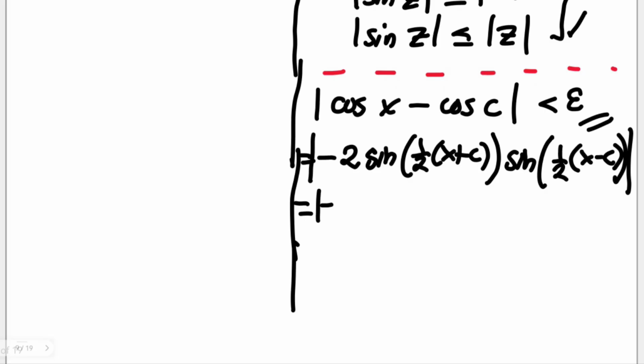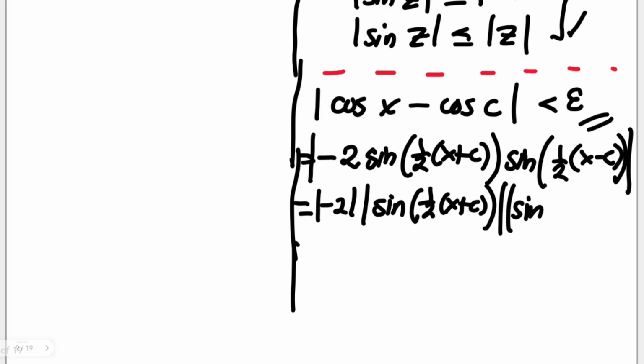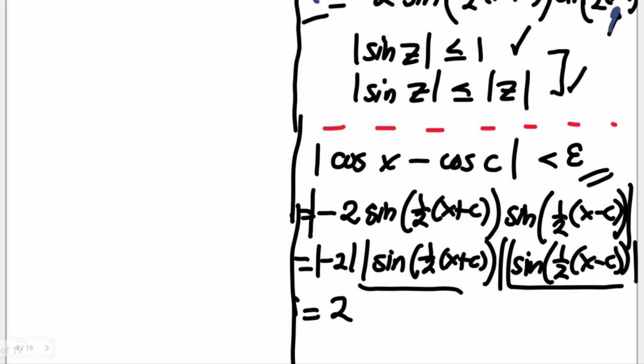So they have the absolute value of negative 2, the absolute value of sine, 1/2 of x plus c, and then we have also absolute value of sine, and then 1/2 of x minus c. Okay, hopefully you're following. This is actually 2, right? The absolute value of negative 2 is 2. Well, how about this sine here? Take note, we have already established this.